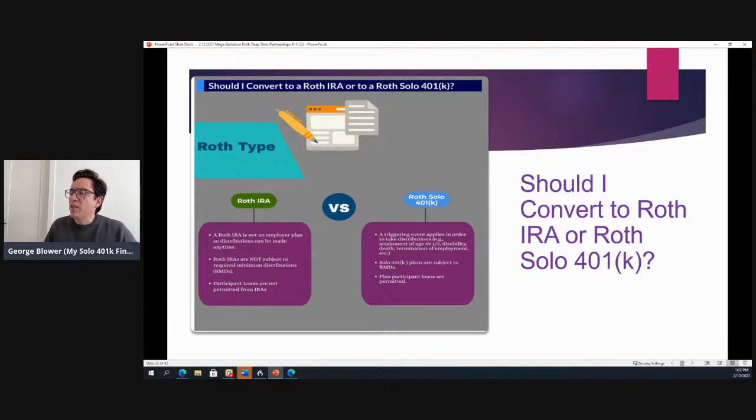So when do you send the 1099-R? The 1099-R is issued at the beginning of the following year. So by February of the following year. For example, the 1099-Rs are being issued for conversions that were done by our clients in 2020. Presently, those are being issued.